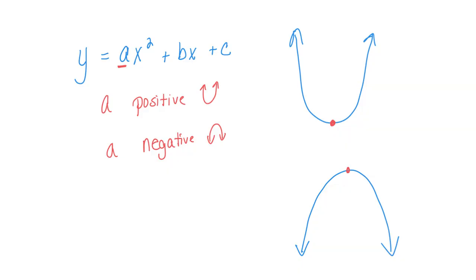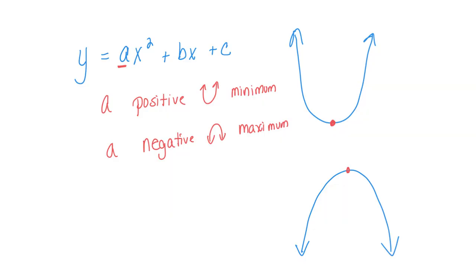Now, if it's pointing up, then that means your vertex is going to be the minimum, or the very lowest point on the graph. If it's pointing down, you can think of a hill, then the vertex is going to be the maximum, the very top of the graph. Okay? So there are some shortcuts to finding your vertex, and you can use this parabola to do it.